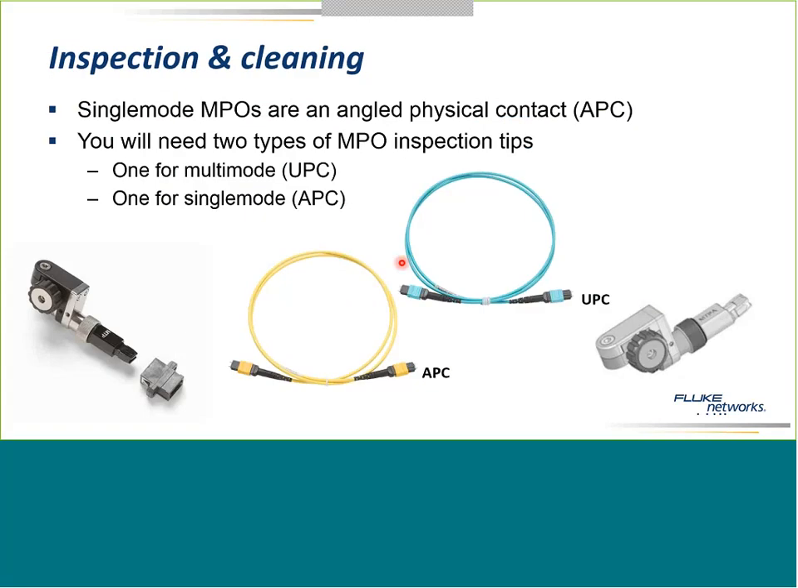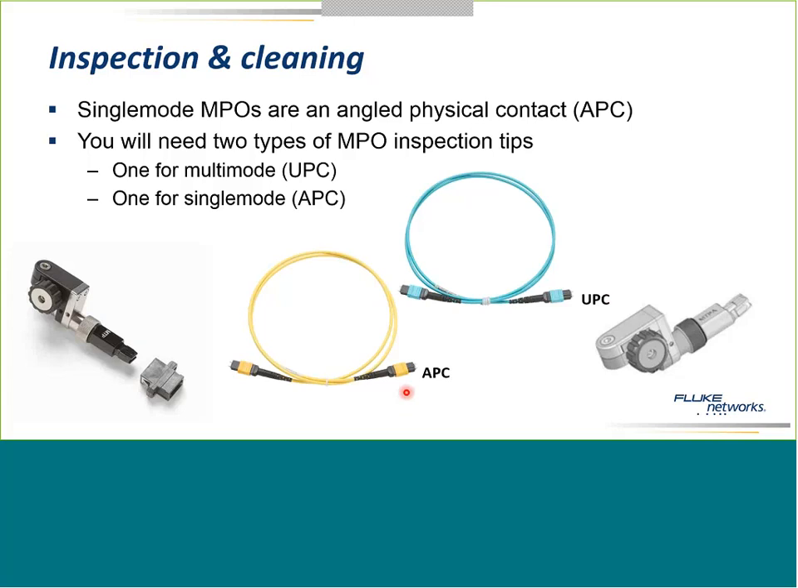Now, when we're working, there are 2 types of connectors that we're going to get, UPC and APC. UPC, you can think of it as kind of squared off, sort of a 90-degree flat surface. But when we're working in single mode, we're going to be really worried about reflectance. And in order for us to avoid the reflectance, they have what we call an angled polished connector. There's a slight angle put on the connector.